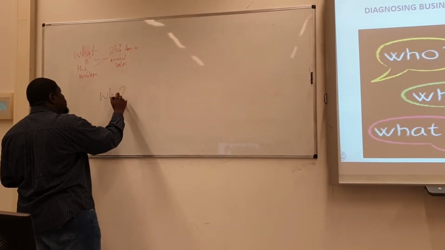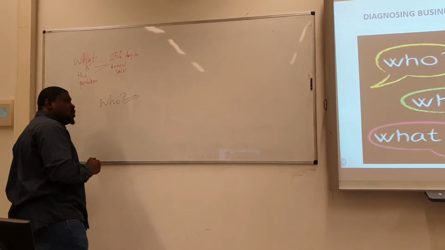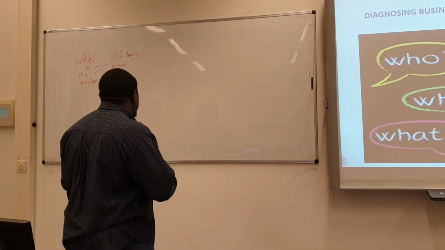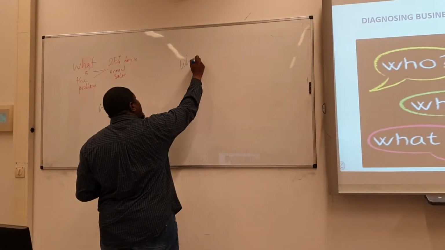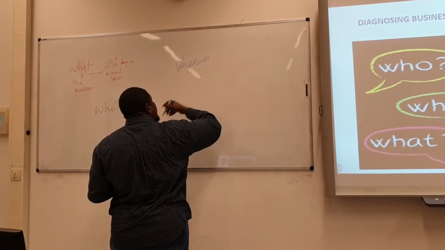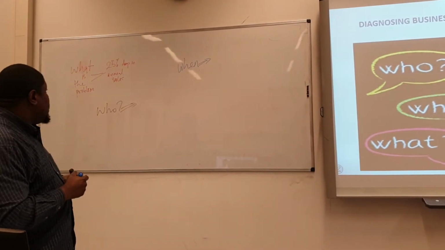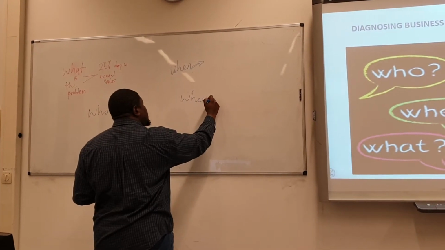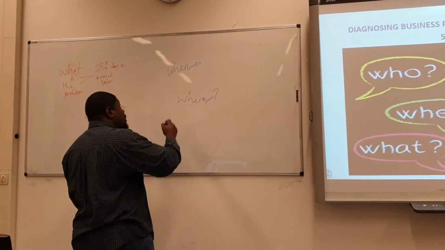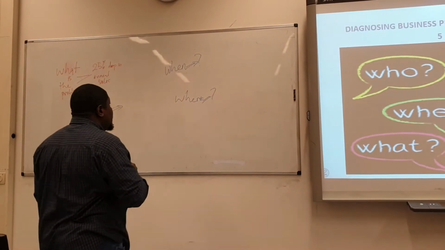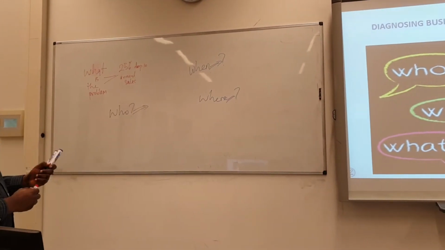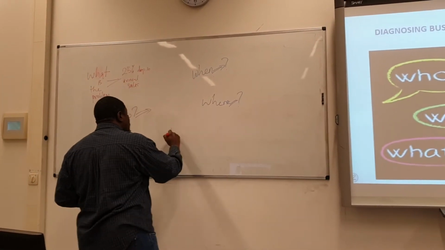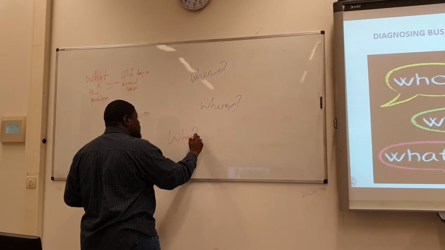Who? Who is responsible for this problem? We can ask that. Or we can say, when? When is it a problem? Or when did the problem start already? We can also say where. Where is the problem? And then of course we can also talk about why. Why is it a problem?